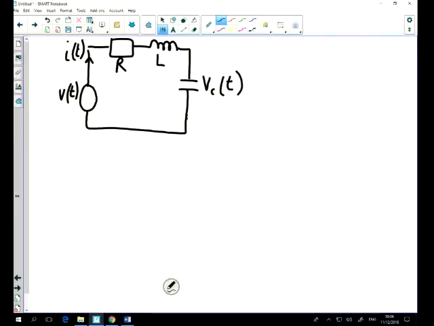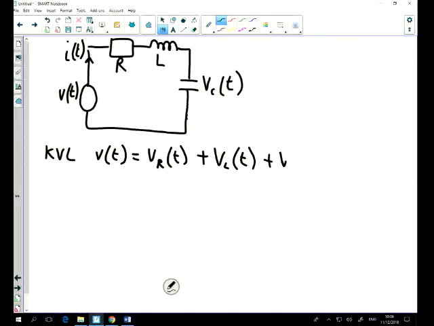First thing is Kirchhoff's voltage law. Sum of voltages around the loop equals zero. So you've got that V(t) equals the drop across the resistor plus the drop across the inductor plus the drop across the capacitor. Okay, then we could put in the equations using Ohm's law and Faraday's laws for the inductor.